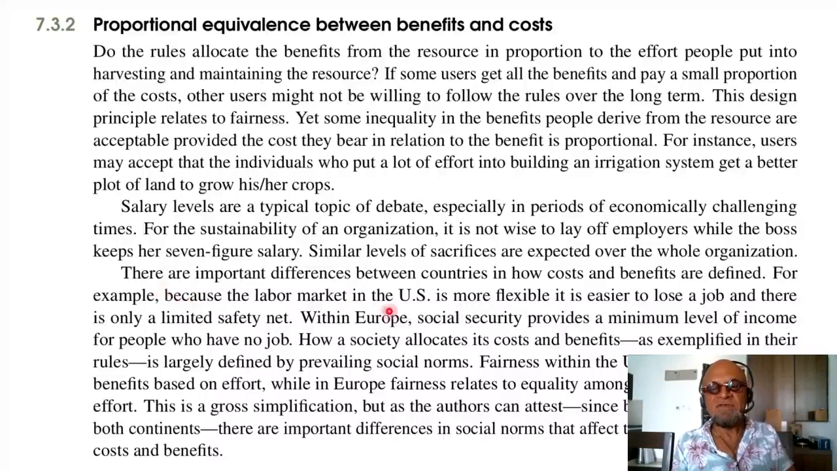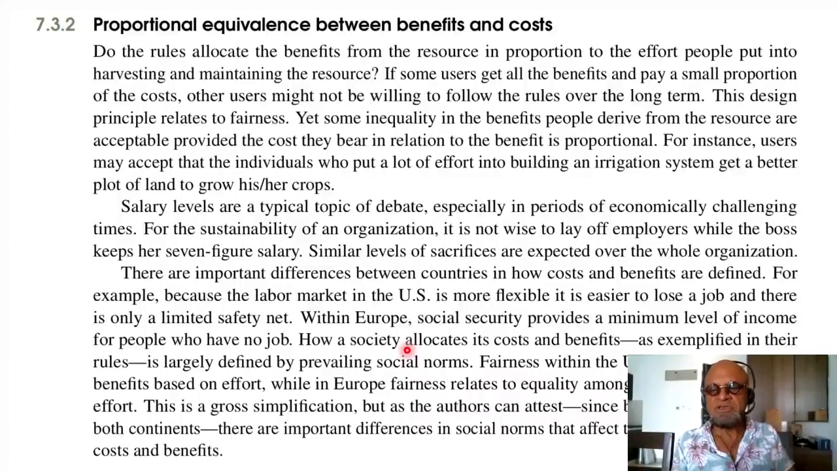There are important differences between countries in how costs and benefits are defined. For example, because the labor market in the US is more flexible, it's easier to lose a job, and there is only a limited safety net. You quickly get a job, performance is monitored, and you may easily lose the job as well. In various ways, this is a market that is beneficial to many who are not so tied into security, long-term employment opportunities, long-term planning, and so on and so forth.